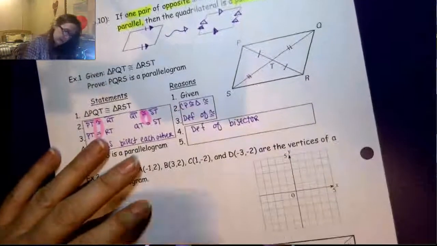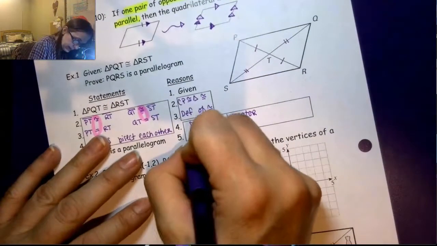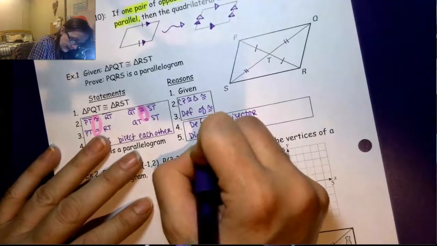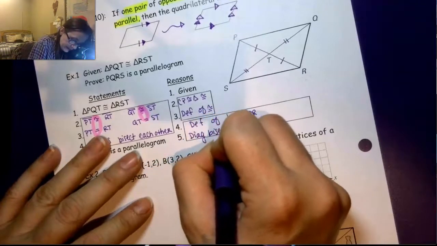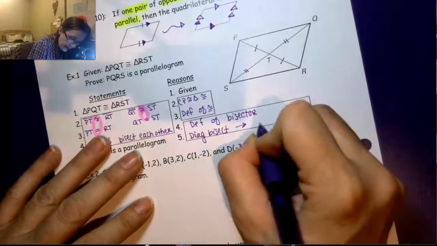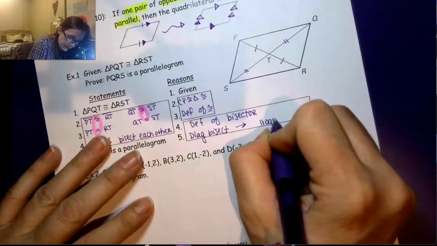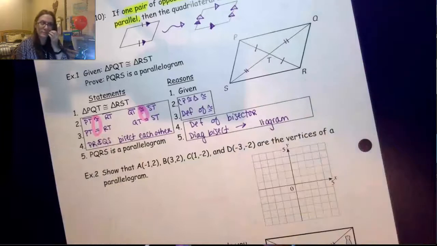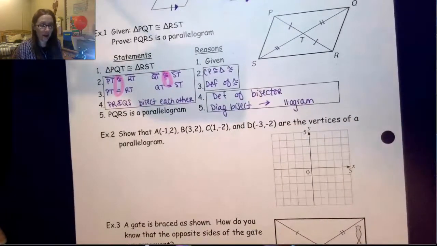I can now say that diagonals bisect. If diagonals bisect, then I have a parallelogram. So I can go ahead and say that.